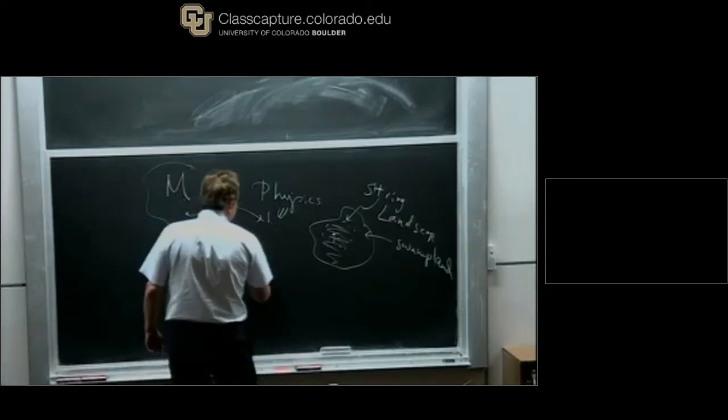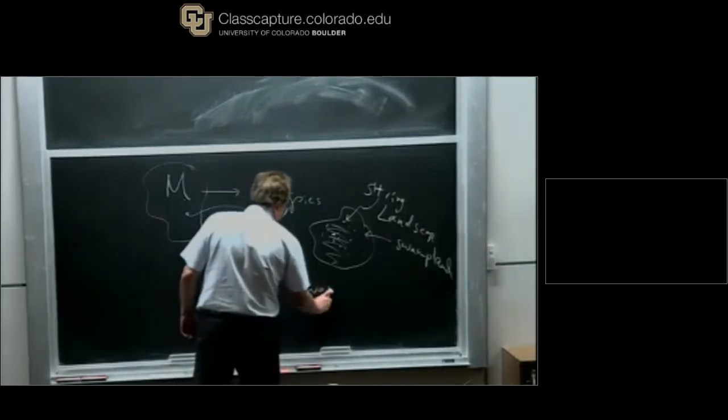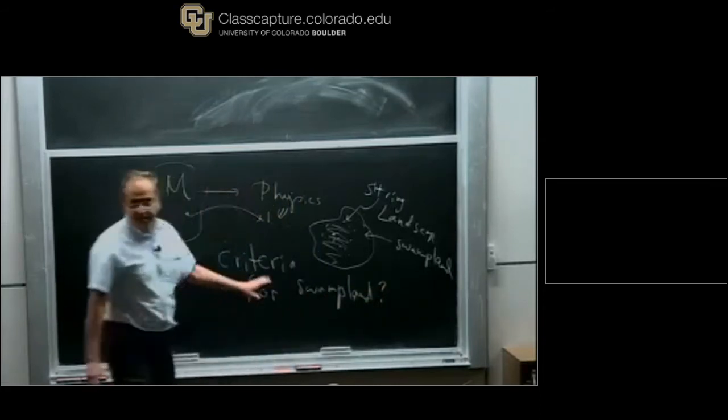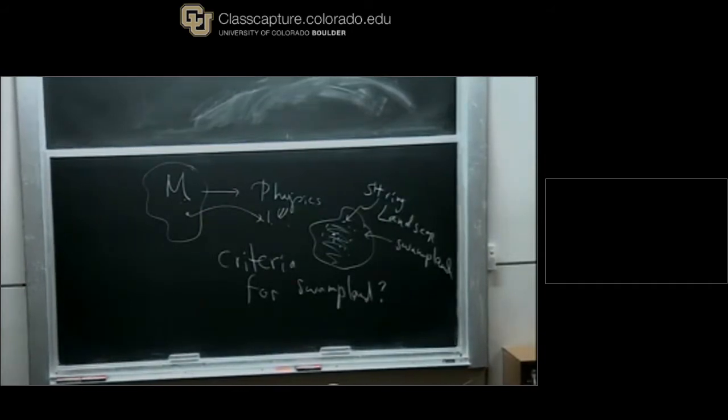So what are the criteria for Swampland? How do you find something belongs to Swampland or not? This is the key point. This is what we can learn from string theory. What cannot occur? What are ruled out? Which look naively consistent from the effective field theory viewpoint. That's what I want to argue about. Is the question clear? Yes.